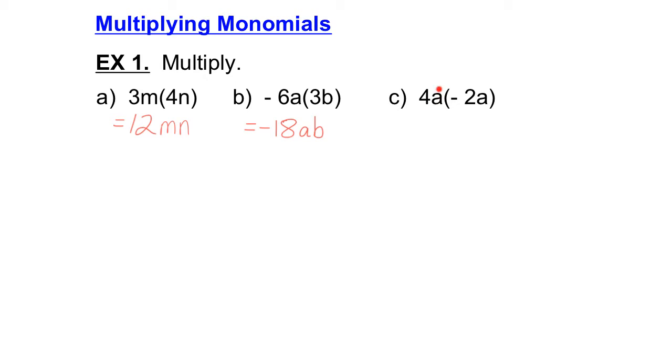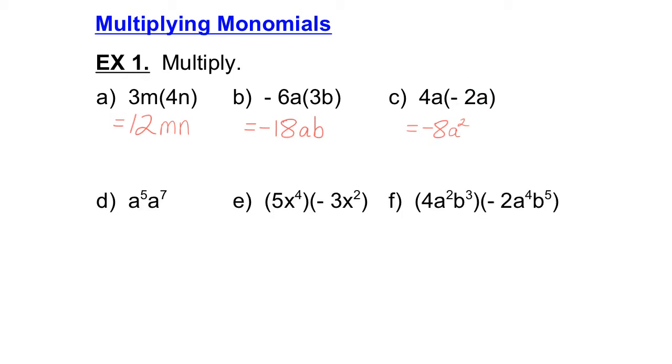And my next one, 4a times negative 2a. Well, 4 times negative 2 is negative 8. A times a is a squared, a to the exponent 2. So my final answer here is negative 8a squared. So you have to remember those exponent laws. If you're multiplying a number by itself, then that's an exponent of 2.